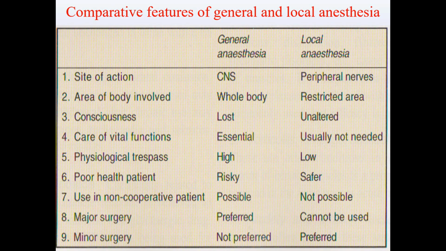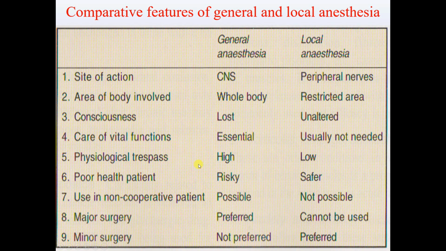And on this slide you can see comparative features of general and local anesthesia. For example, site of action: in general anesthesia it is CNS, in local anesthesia it is peripheral nerves. Area of body involved: in general it is whole body, in local it is restricted area. Consciousness: in general it is lost, in local it is unaltered. Care of vital functions: in general it is essential, in local it is usually not needed.